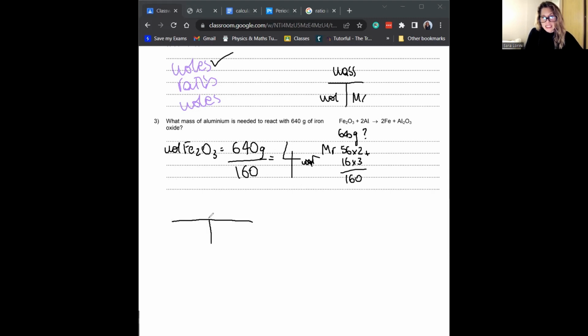So let's set it up. What are we comparing? We're comparing iron oxide, because that's the amount that we're given, and then the mass of aluminium. So that's the other thing we're comparing. Okay. So the ratio is given by the balancing number. As you can see from the equation, we have 1 iron oxide because we don't have any balancing number, and 2 aluminium. So this is our ratio and the first thing that we write in this table.